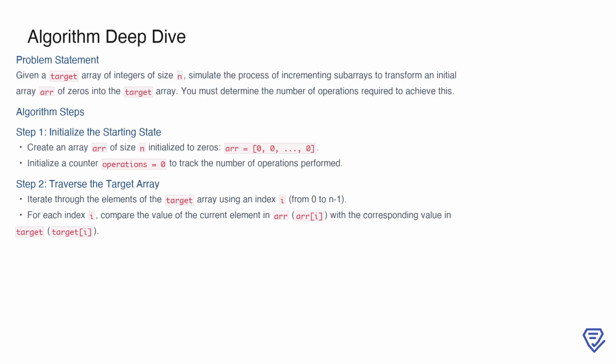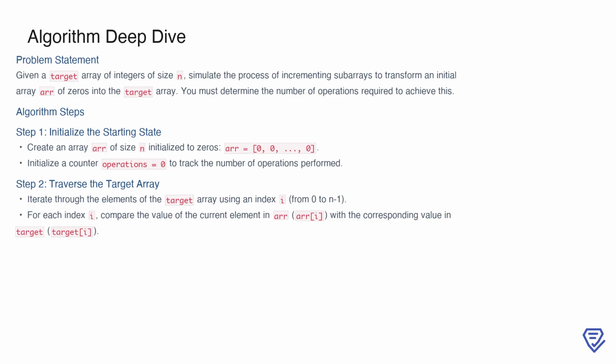To solve this problem, we are given a target array of integers, and we need to transform an initial array ARR, filled with zeros, into the target array. The transformation is done by incrementing subarrays of ARR. Our goal is to determine the minimum number of increment operations required to achieve this transformation. To start, we initialize ARR as an array of zeros, matching the size of target. We also set up an operations counter to track the number of increment operations performed.